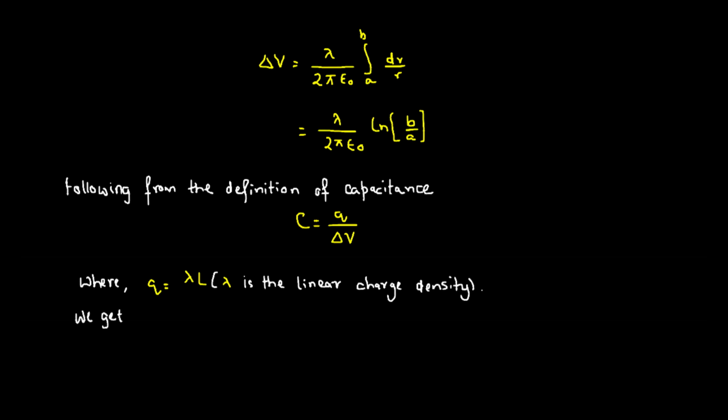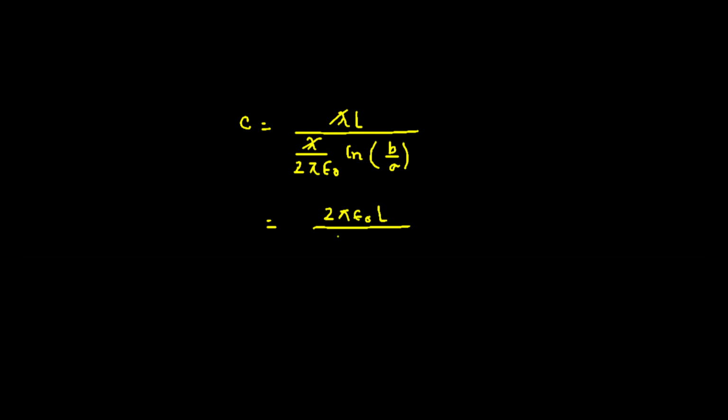We get C equals lambda times L divided by lambda over 2 pi epsilon naught times natural log of b over a. And that finally gives us 2 pi epsilon naught times L divided by the natural log of b over a. This is the capacitance of a cylindrical capacitor.